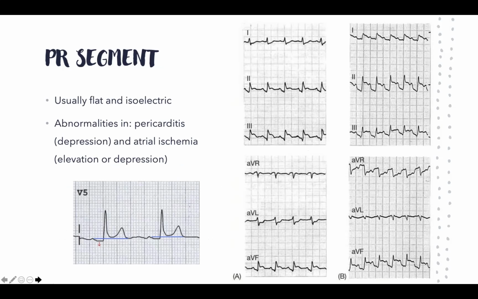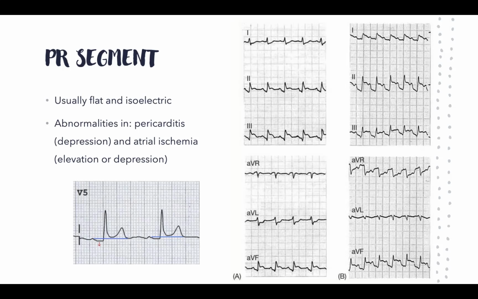Now it's our PR segment. So we've talked about P waves. We talked about our PR interval. Now let's talk about the segment. Usually it's flat to the line. It's usually down to that blue line. However, there can be some abnormalities. So when it says isoelectric line, it talks about the baseline that it's meant to sit at. However, there can be abnormalities in the PR segment.